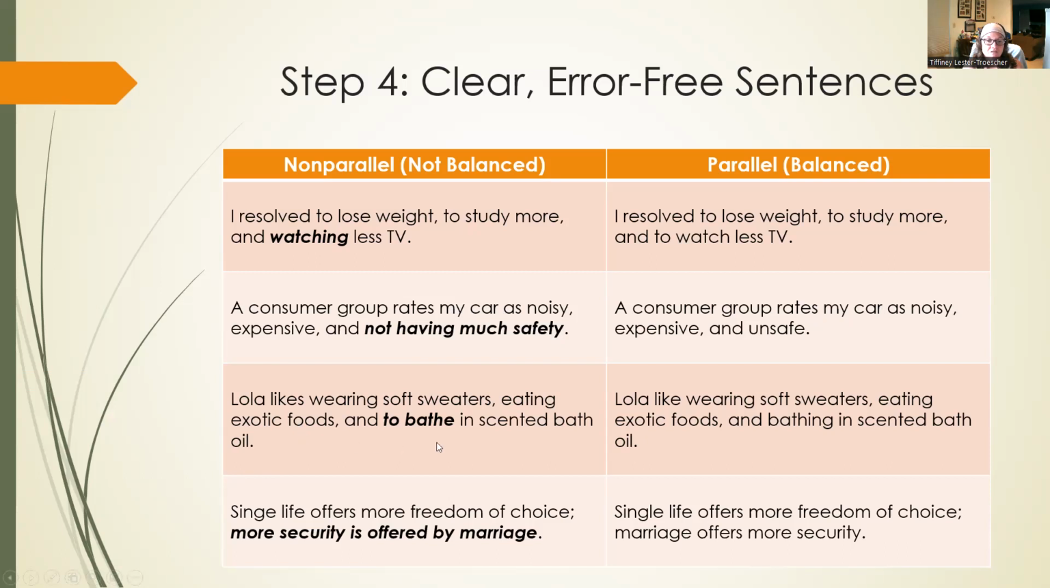Lola likes wearing soft sweaters, eating exotic foods, and to bathe in scented bath oil. Well, we can see that the first item and the second item, we're using those gerund phrases, those ing words. They're not really verbs. They're like a verb form, but they're not full verbs. But we have wearing soft sweaters, eating exotic foods. Why wouldn't we say bathing in scented bath oil? There was no need to change that structure right there. We want it to stay the same.